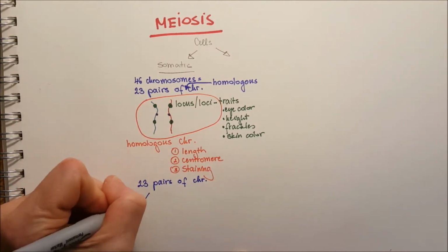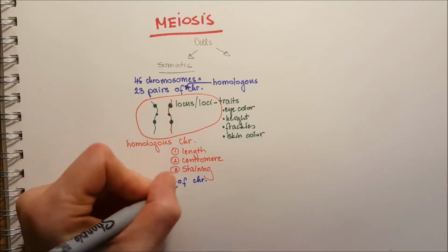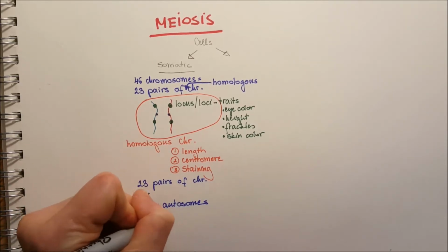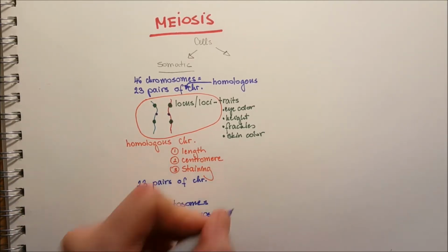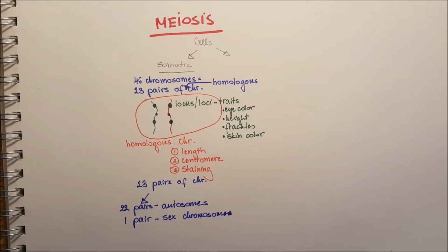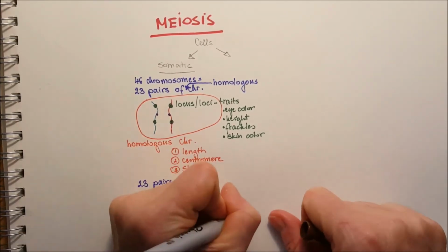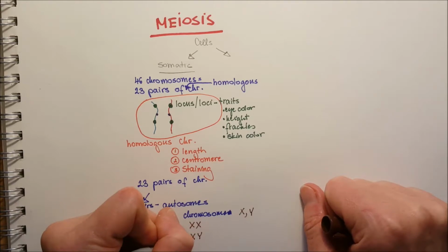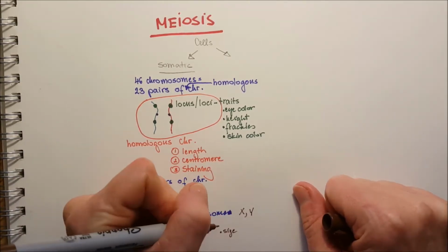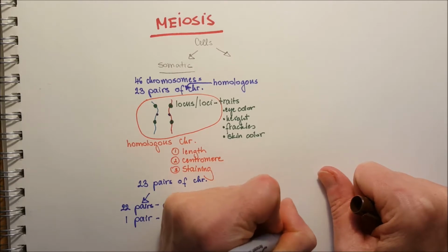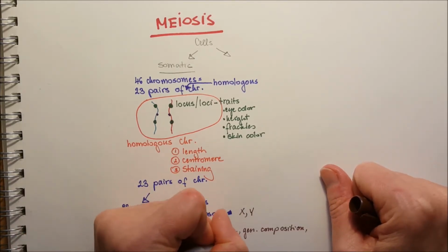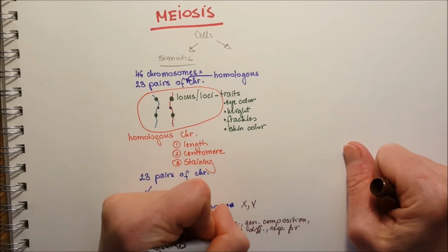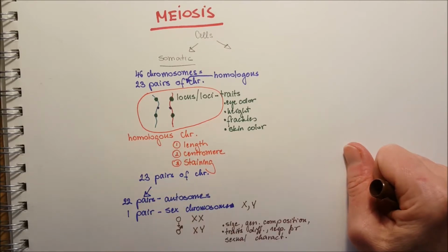Out of the 23 pairs of chromosomes, we have 22 pairs of autosome chromosomes and one pair of sex chromosomes. The sex chromosomes can be either X or Y. That looks like an X or looks like a Y. They are different in length and different in shape. If an organism is female, it contains two X's. If the organism is male, it contains X and Y. The X and Y are different in size and genetic composition. The traits on them are different, and they are responsible for sexual characteristics.